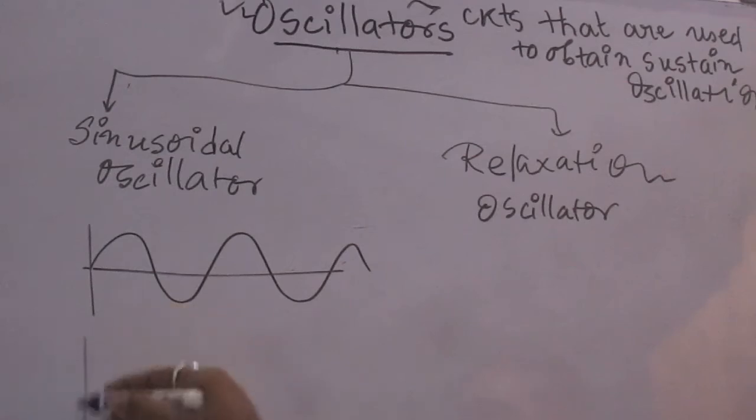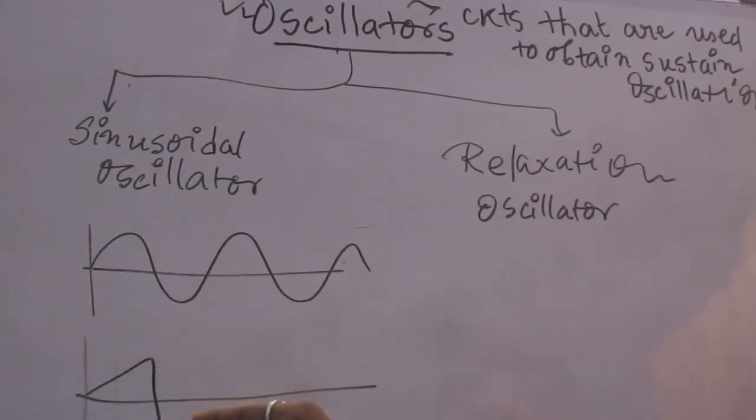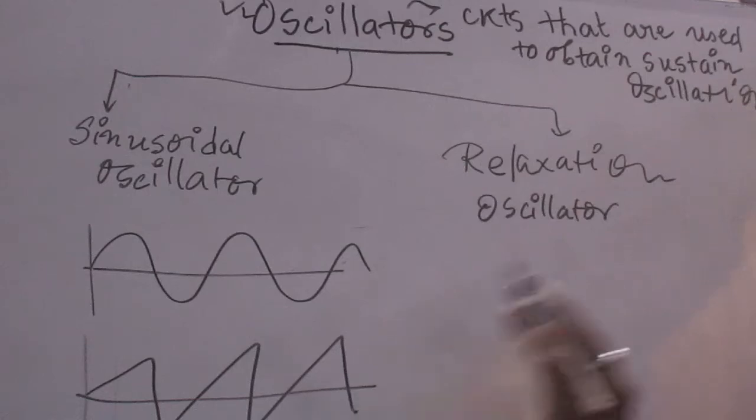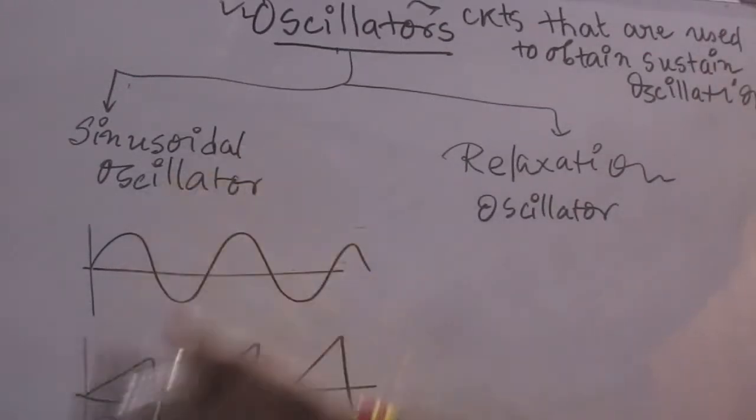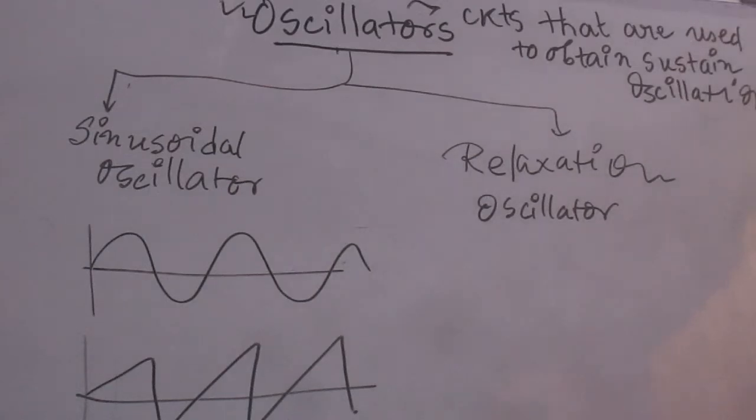That is, this type of wave can also be produced by the sinusoidal oscillator. This is known as a sawtooth wave, and the triangular wave can also be produced. But it should be kept in mind that all of these should be periodic waves, having periodicity. So sinusoidal oscillators are nothing but oscillators which produce periodic oscillation.